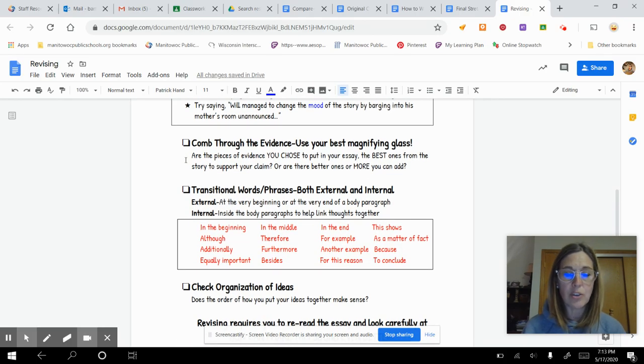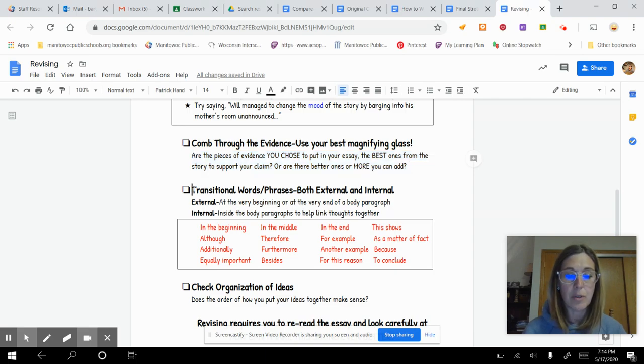The second bullet, you're going to comb through your evidence. Use your best magnifying glass. So bottom line, are the pieces of evidence that you chose to put in your essay the best ones from the story to support your claim? They might be great pieces of evidence for something else, but do they match your theme that you picked? Or are there better ones out there? Or can you add even more examples to support your claim? Okay, so really go through those 2 body paragraphs and figure out, do I have enough evidence? Is it really the best?